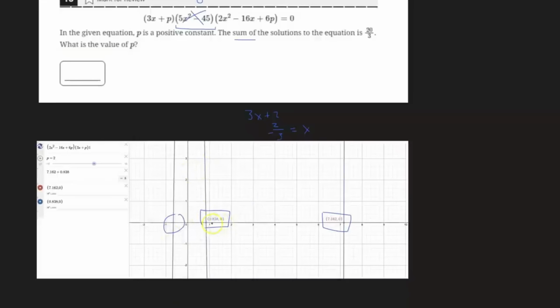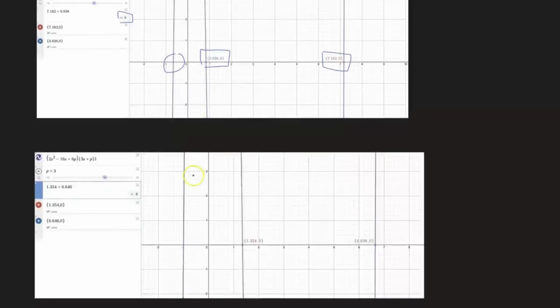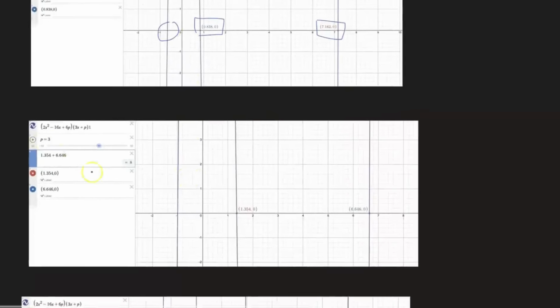And so what I did here is I added the x-intercepts, because I'm trying to find the sum. So I add the x-intercepts of 2x squared minus 16x plus 6p, and I get a value of 8. That's very interesting. So I do this again with a different value of p, and you can see the two x-intercepts here add to a value of 8.